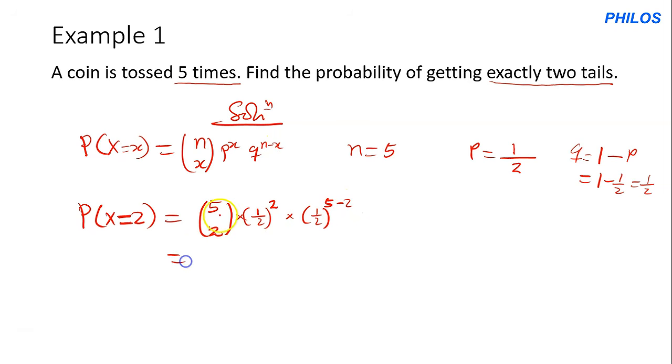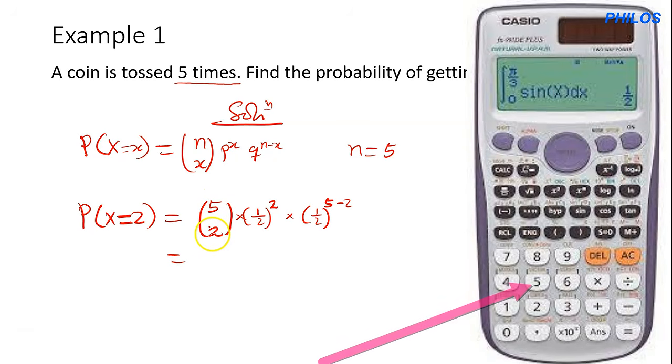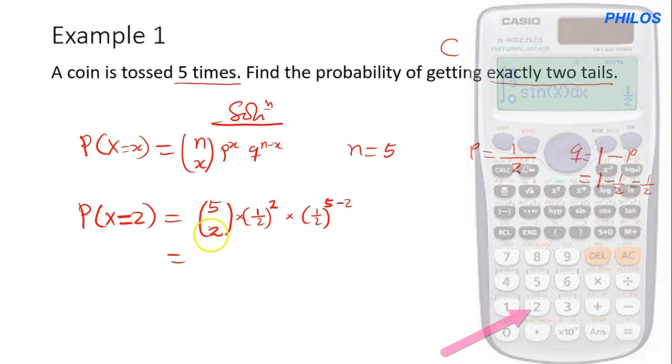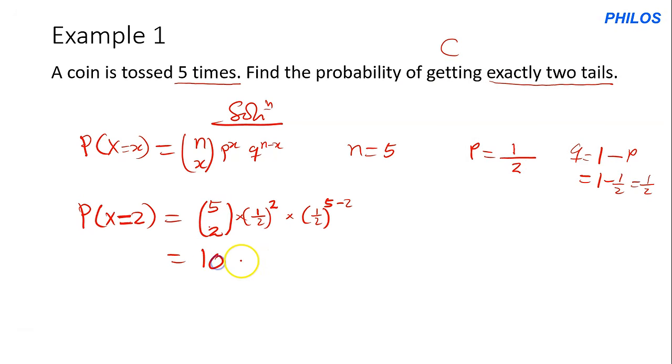When you put 5 combination 2 on your calculator, first enter 5, then click on shift and then the division sign, and you get a combination. It comes as a symbol C. Then you click on 2. So 5 combination 2 gives you 10, times 1 over 2 exponent 2, which gives you 1 over 4, that is 1 squared divided by 2 squared. You can use your calculator. And then 5 minus 2 is 3, isn't it? 1 over 2 exponent 3 should give you 1 over 8.